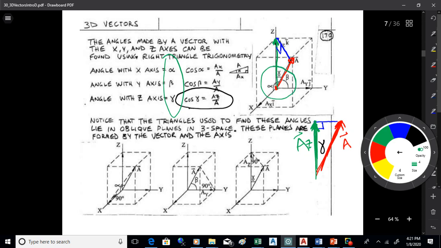So the deal is now we have a relationship between the vector and the angles that it makes with the x, y, and z axes. That's what we've got when we do this. Okay? Do we have questions on that?